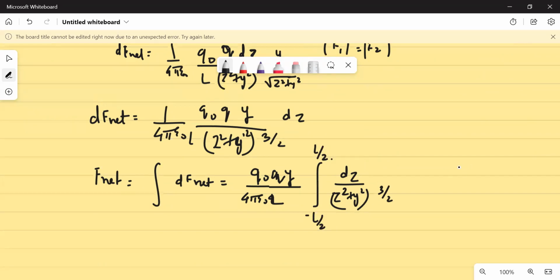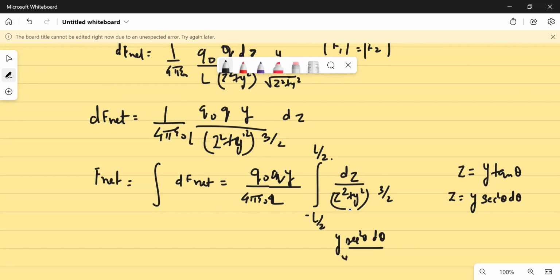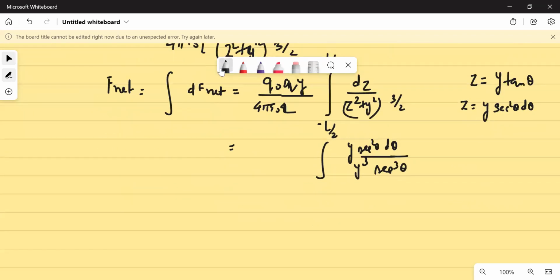And if you want to integrate this stuff, just write z is equal to y tan theta, and I think things will be done. So dz will be y, a constant, secant square theta d theta. I'll put all these things later on, but overall understand my point. And then this particular thing would be equal to q naught q divided by 4 pi epsilon naught y, and then there will be L. And this particular integral is 1 upon sec theta.